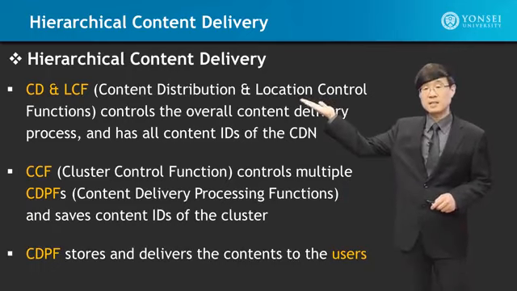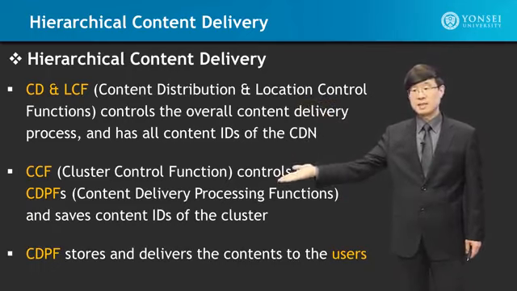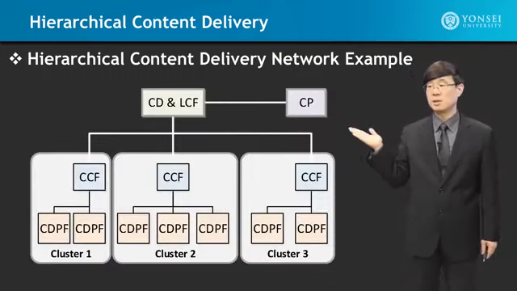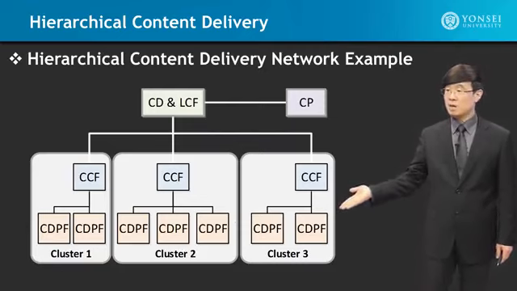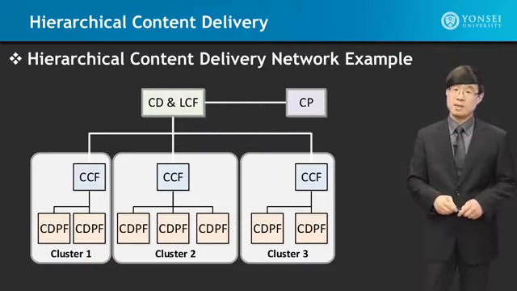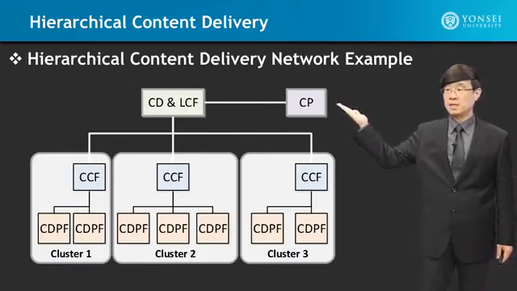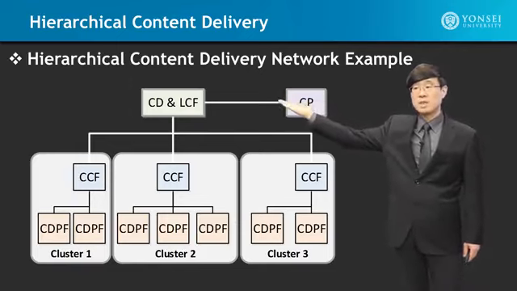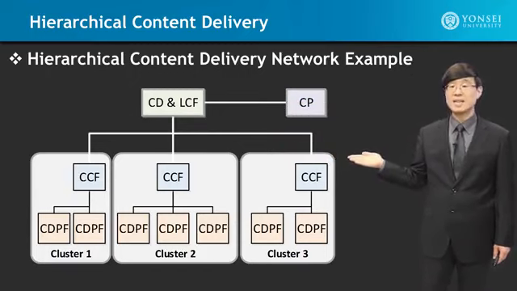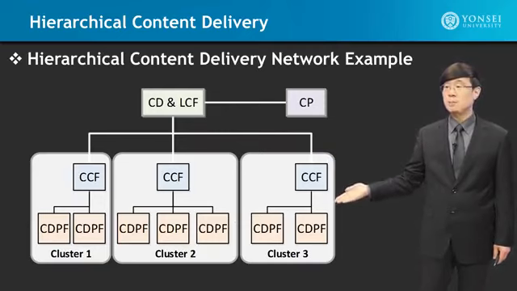So we have CDN LCF, we have the CCF, the CDPF, and we have the users connected in a structure like this. Here at the bottom of these clusters, you can think of there are multiple users down here, but we're not drawing them in this figure. You can see the CP is connected to the CDN LCF, which is connected to the CCFs here in each cluster. Each cluster has a CCF. And the CCF, these are connected to the CDPF in the cluster, and each CCF has multiple CDPFs connected.